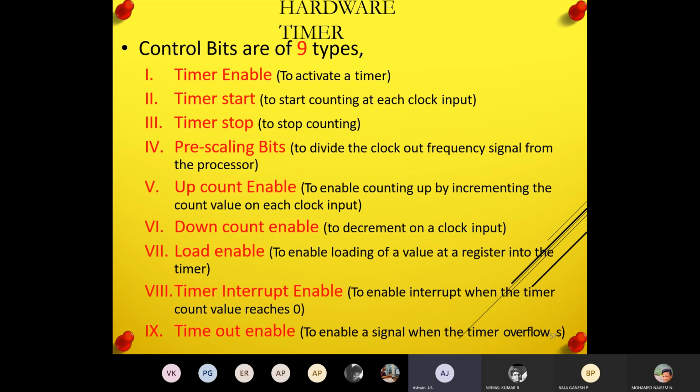And timeout enable signals when the timer overflows. Overflow means it reaches the maximum value. That status can be shown by your 9th bit. So these are the important control bits which you are using in your timer.